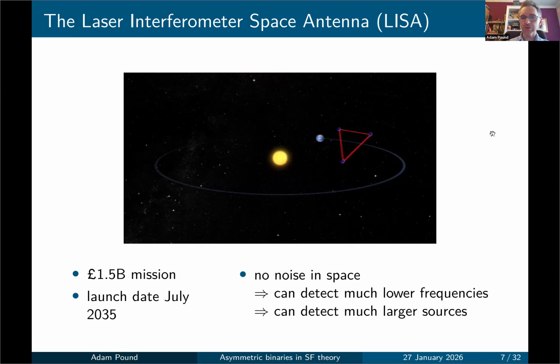And because of that, it limits how low frequency we can detect. So there's a real hard noise floor, a low frequency floor, on what we can detect. But once you have something out in outer space, you can detect much lower frequencies because you don't have those gravitational gradients. And detecting lower frequencies corresponds to detecting much larger sources. So there's an inverse relationship between the frequency of the wave and the size of the source that generated it.